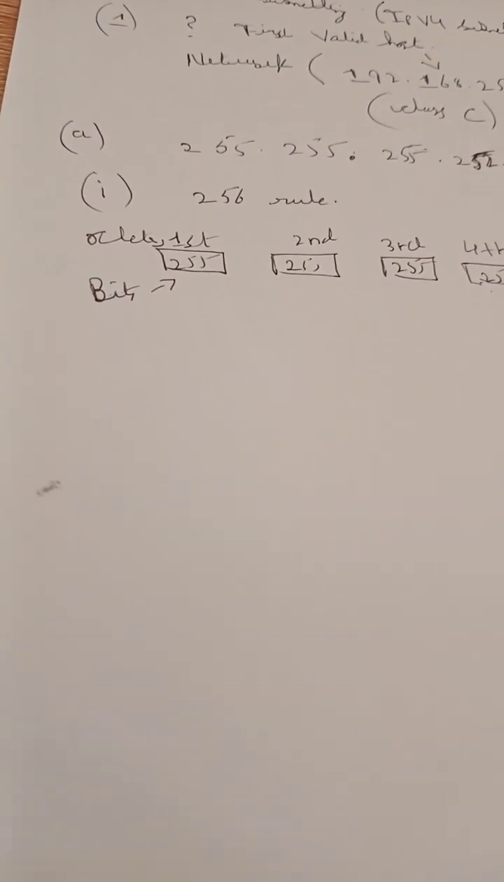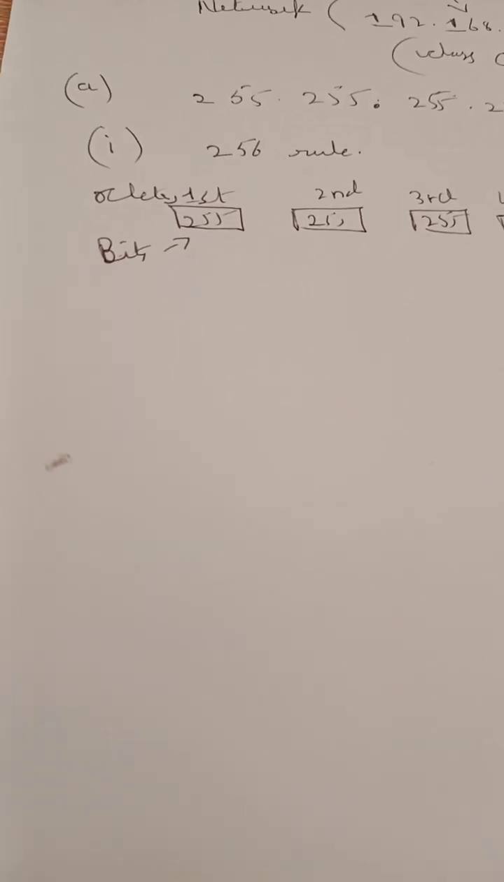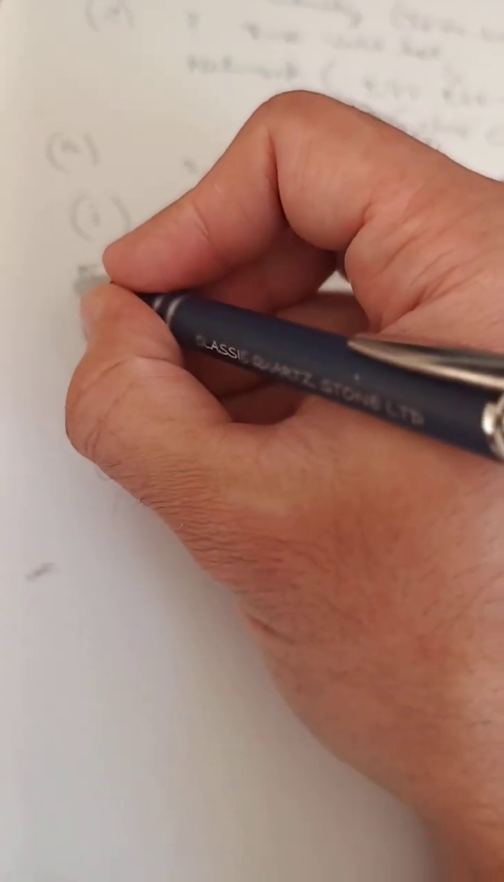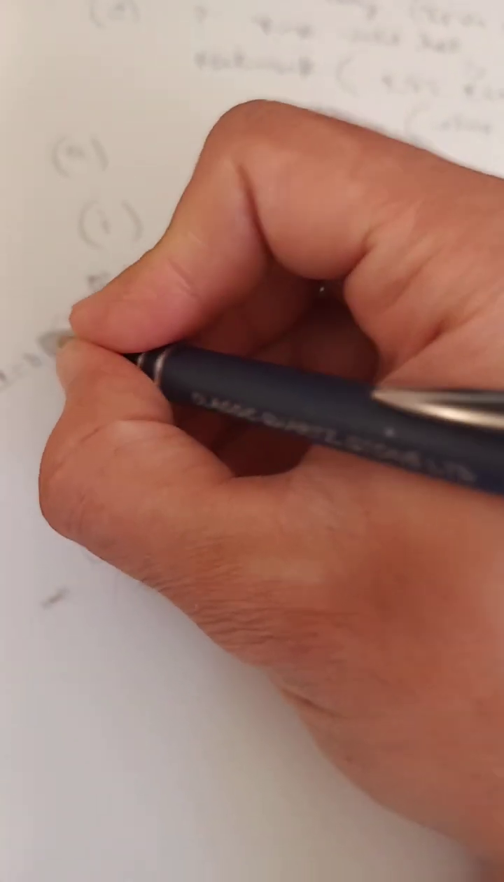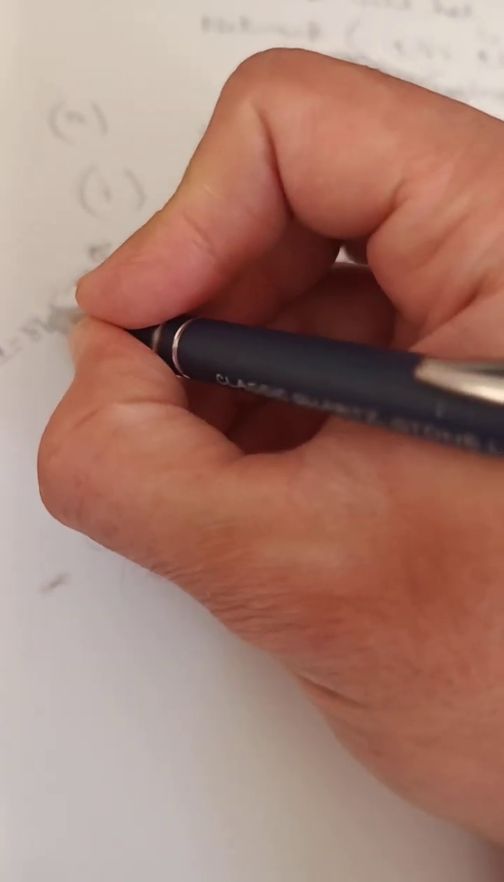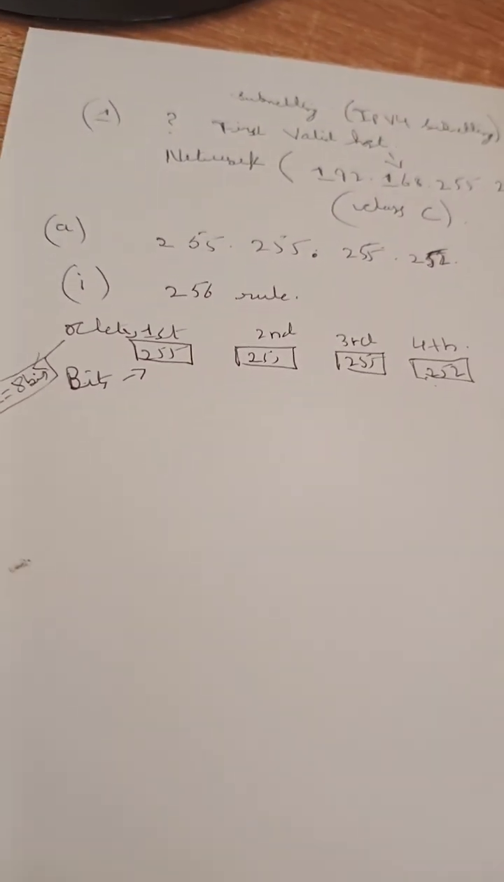Right, anyone knows? One octet contains how many bits? Anyone? Right, so the question is the answer. One octet contains 8 bits. Thank you. There we go. So one octet contains 8 bits.